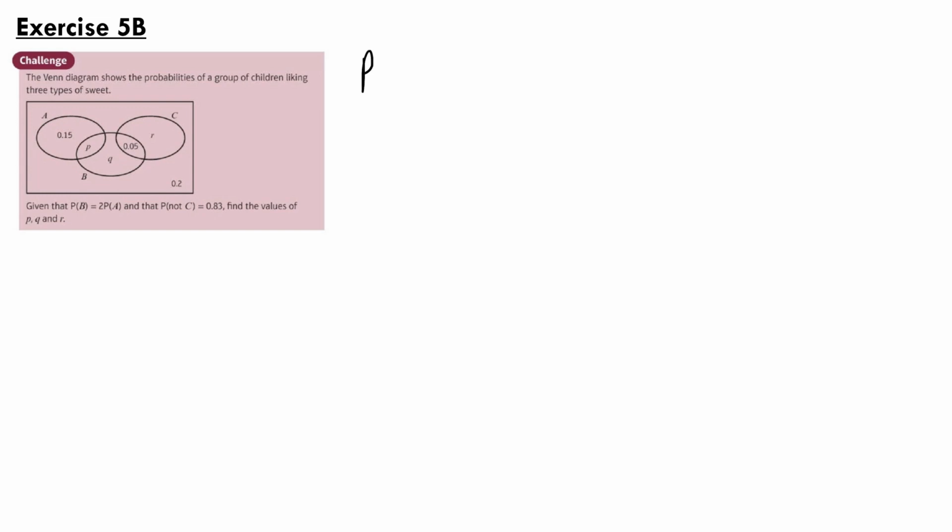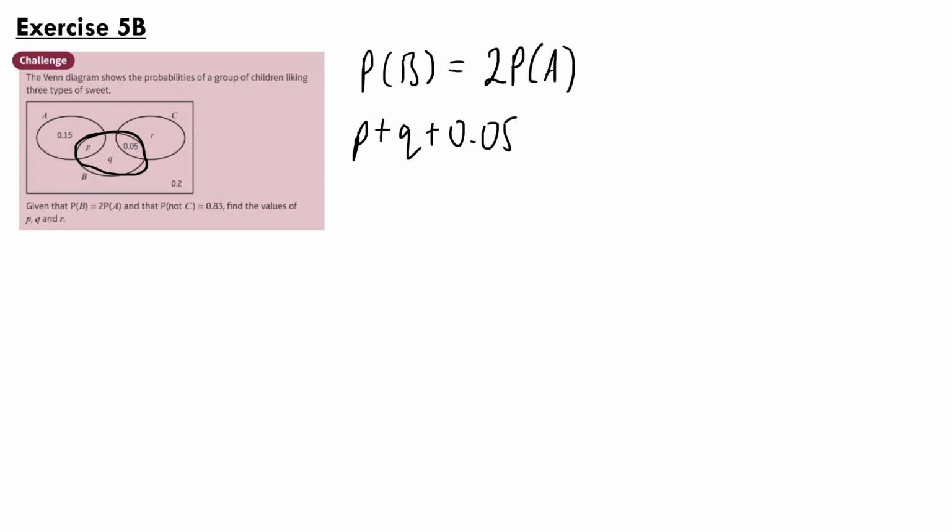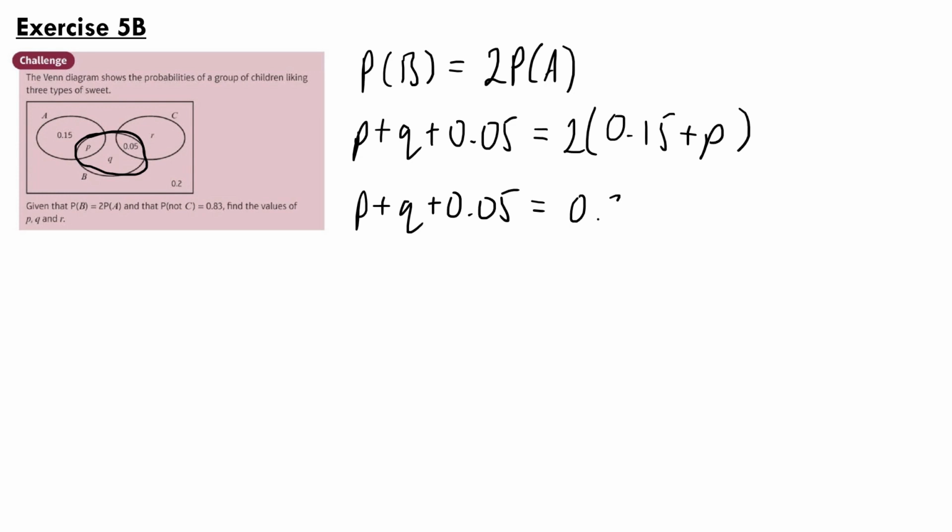So we're given that the probability of B is equal to 2 lots of the probability of A, and we know the probability of B is equal to all of the elements inside the circle B summed, so that's p plus q plus 0.05. And doing the same for the probability of A, we get 2 lots of 0.15 plus p. Okay, and multiplying by the 2 on the right hand side, we get p plus q plus 0.05 is equal to 0.3 plus 2p. And therefore we get q minus p equals 0.25.